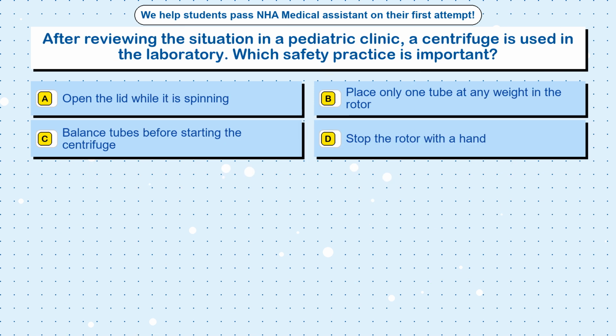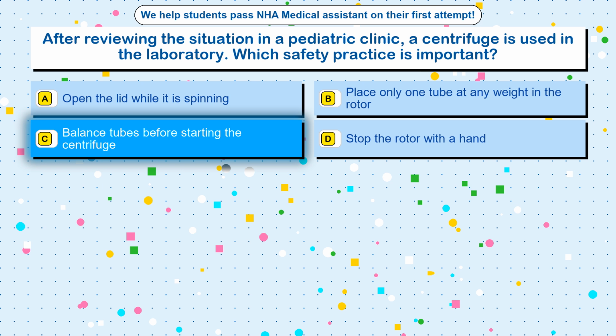Question 53. After reviewing the situation in a pediatric clinic, a centrifuge is used in the laboratory. Which safety practice is important? Option A, open the lid while it is spinning. Option B, place only one tube at any weight in the rotor. Option C, balance tubes before starting the centrifuge. Option D, stop the rotor with a hand. The correct answer is option C, balance tubes before starting the centrifuge.